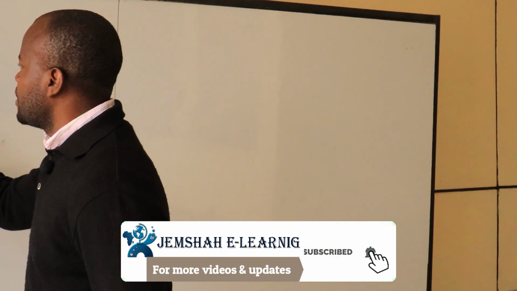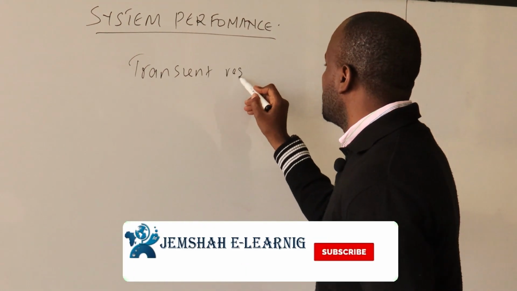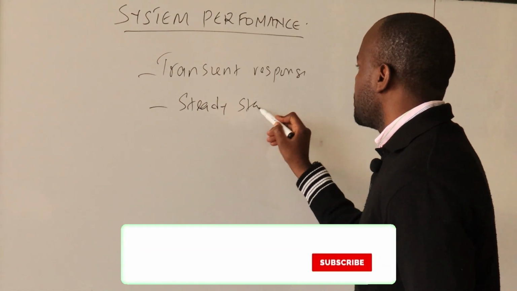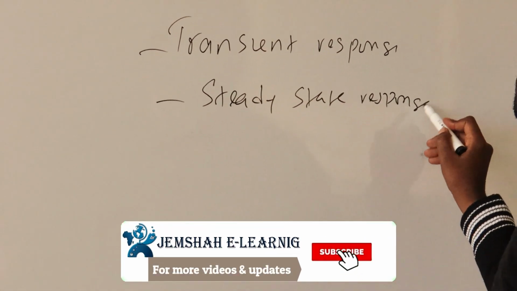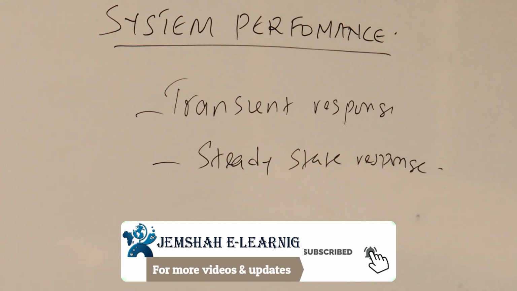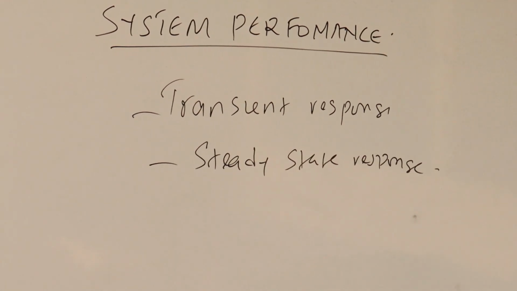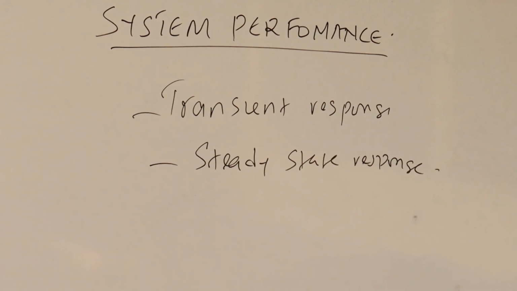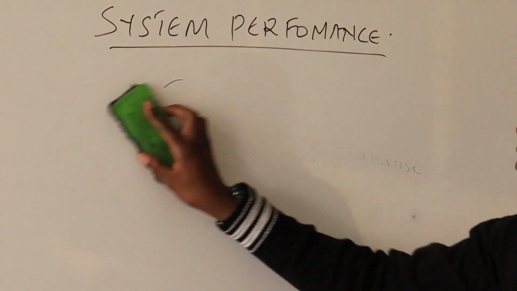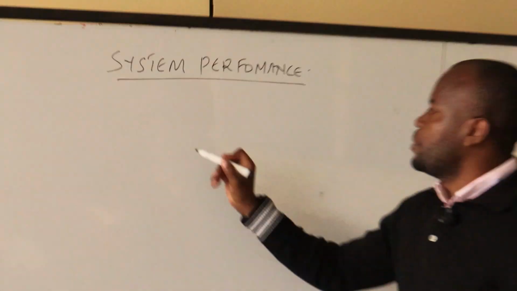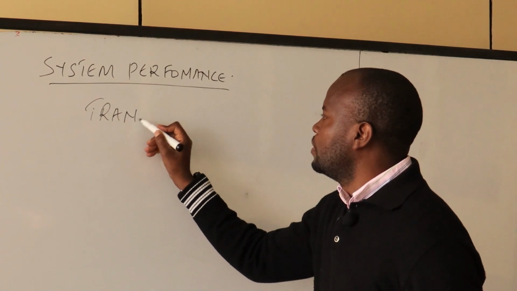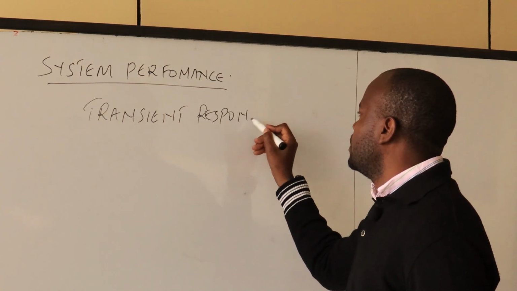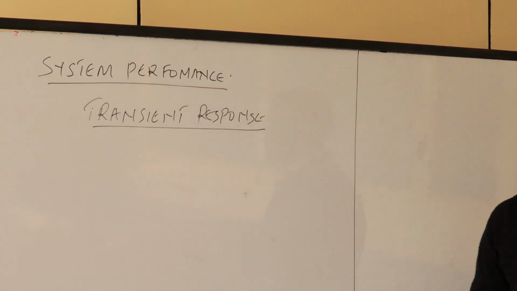That is what we refer to as the transient response, and also what we refer to as the steady state response. Those are the two solutions that we are talking about as far as system performance is concerned. We are going to start by looking at the transient response. That is the first thing that we are going to look at, and later on, we look at the steady state response.